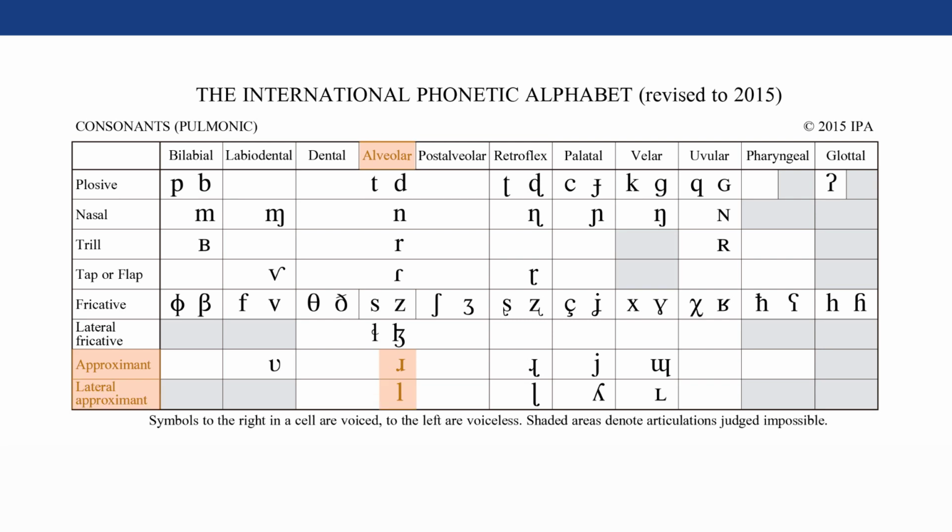So the difference between ra and la, even in English, is minimal. It's just that ra is a central approximant, la is a lateral approximant. So R is a sound in English that has multiple allophones.